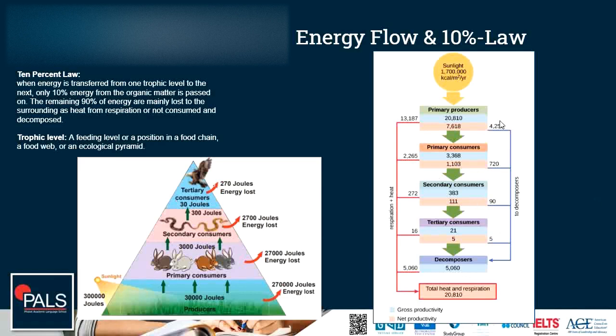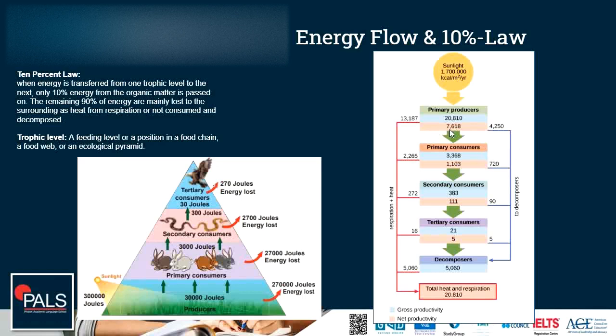Here we have a little bit more realistic depiction. We have a primary producer which absorbs energy from the available sunlight energy, which in this case is 20,810 kilocalories per square meter per year, which is the gross productivity, and only 7,600 joules or kilocalories per square meter per year are available to the primary consumers, and the remaining 13,000 are lost in the form of heat due to respiration, and plants do respiration as well.